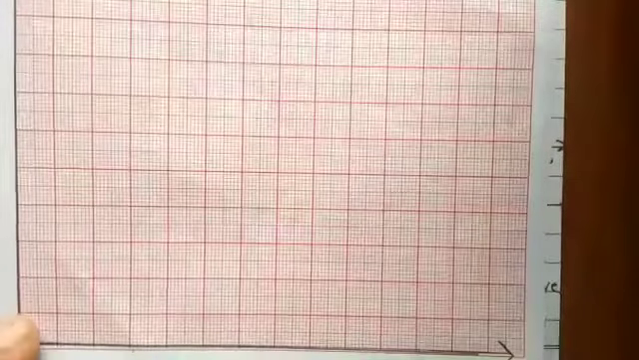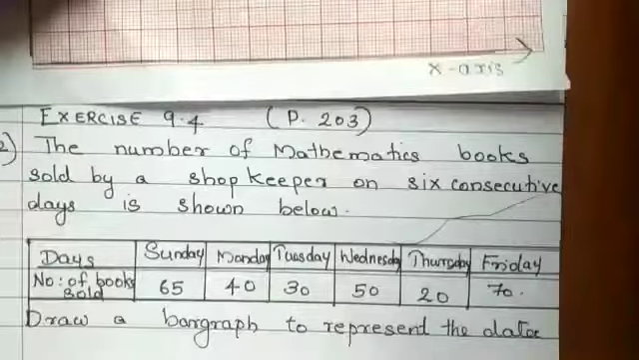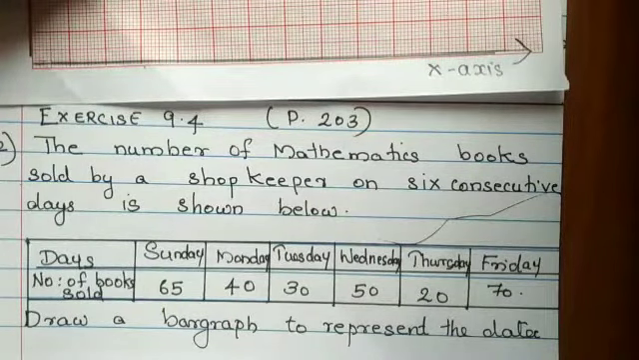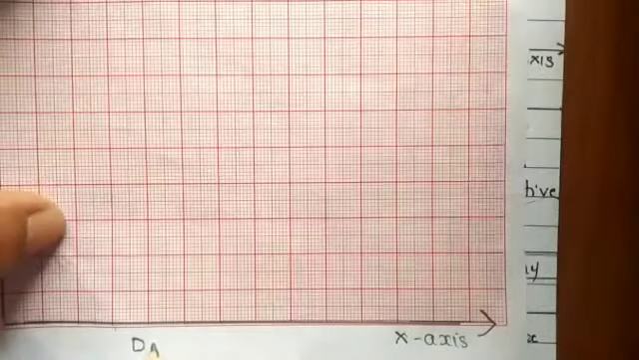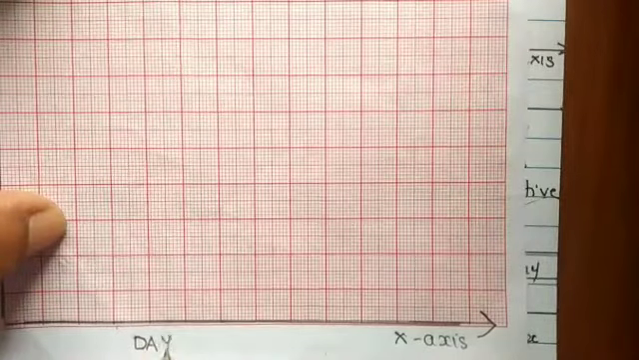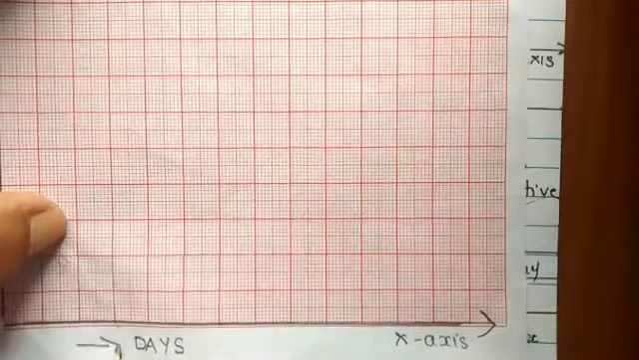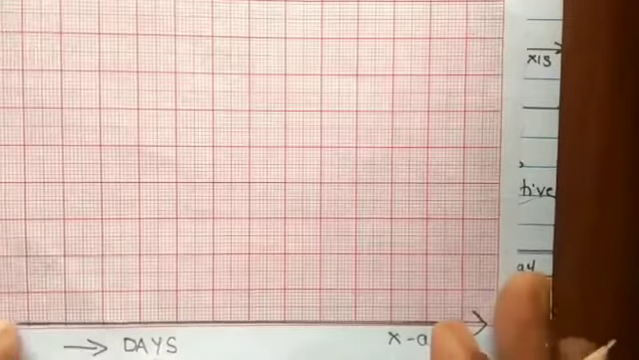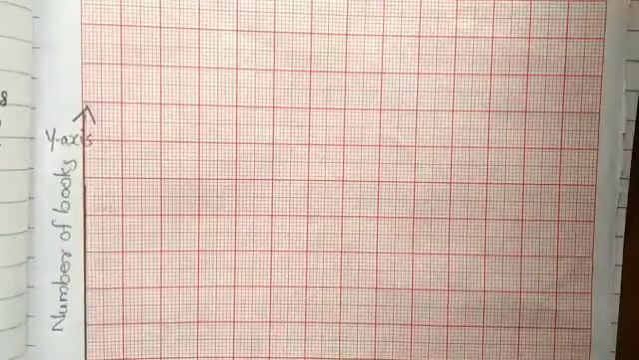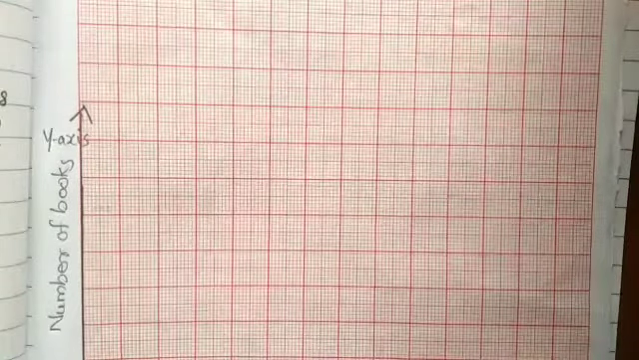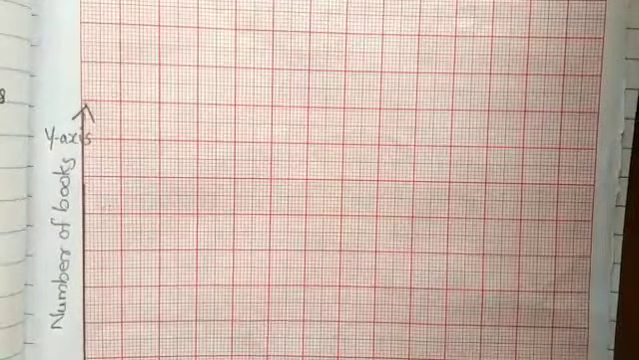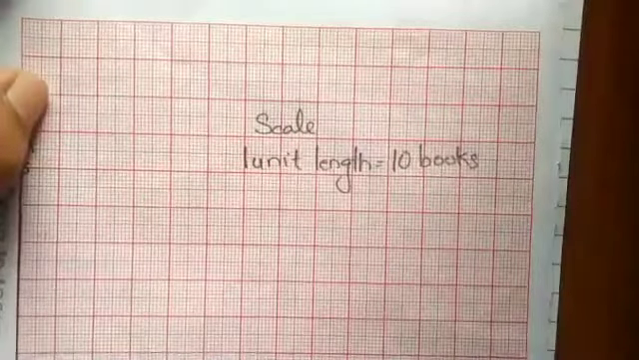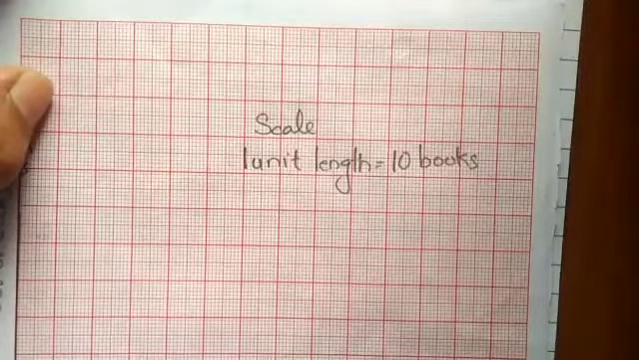Then you should think about the scale. I thought the maximum number of books was 70. So we can take 10 books equal to 1 unit length. On the x-axis we are marking different days, so I wrote here days. And along the vertical line I wrote number of books. Next, the scale we should write. This is the scale we chose: 1 unit length is equal to 10 books.